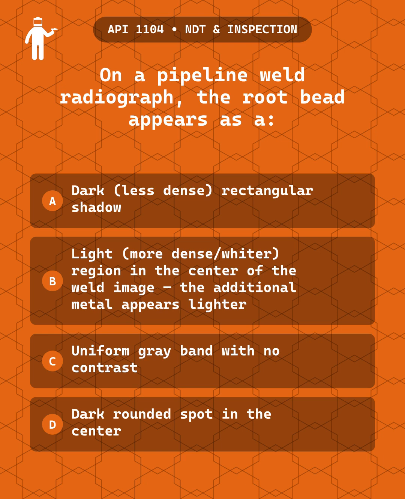Question 6. On a pipeline weld radiograph, the root bead appears as A, a dark rectangular shadow, B, a light or whiter region in the center of the weld image where the additional metal appears lighter, C, a uniform gray band with no contrast, or D, a dark rounded spot in the center.